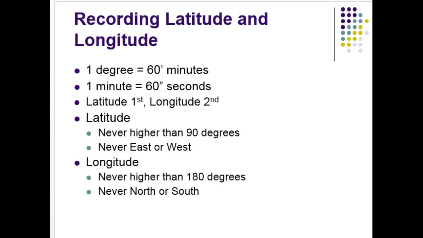Remember, we always write the horizontal portion of our axis first, and then the vertical portion of our axis. That means we always write latitude first, and then longitude second. Remember, your latitude can never be written as higher than 90 degrees, and never east or west. It always must be written as north or south of the equator. And your longitude should never exceed 180 degrees. And it should never be written as north or south, because north or south is going to be the same longitude anywhere on that point. Instead, we always note whether it is east or west of the prime meridian.